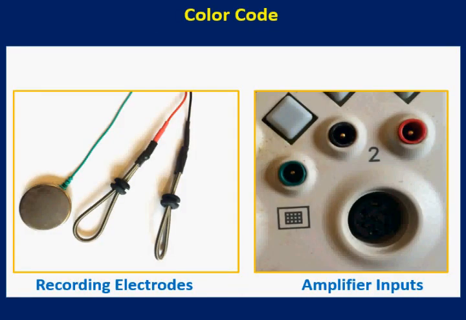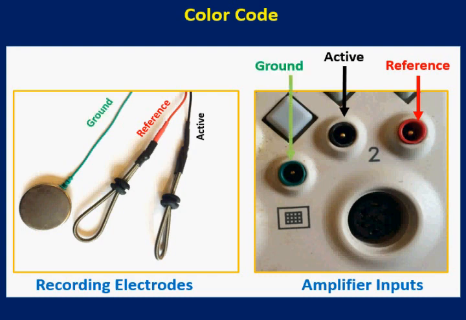The electrodes are often recognized by the color of the lead connected to it. The active or E1 electrode has a black lead that connects to the black input on the amplifier. The reference or E2 electrode has a red lead and red input on the amplifier. Finally, the ground electrode has a green lead and a green input. This is a convention that most instrument manufacturers follow in the design of their systems.